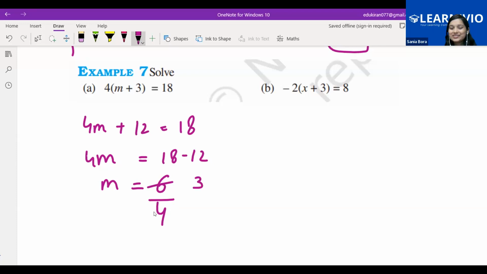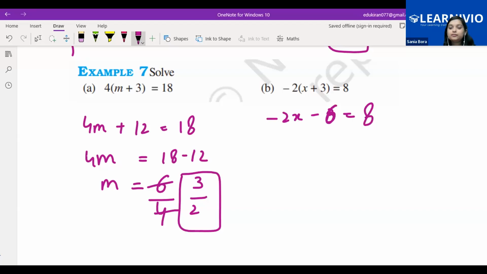And then 2 threes are, 2 twos are, so 3 by 2. Yeah, 3 by 2. And here we get 2 this and 6. Right? For this, what did you get, ma'am? Ma'am, for this, I got 5 by 2.